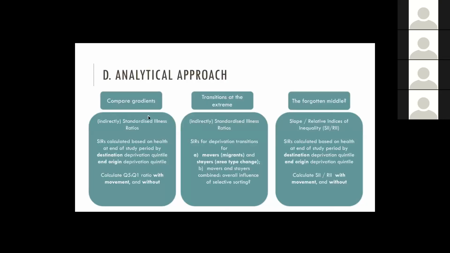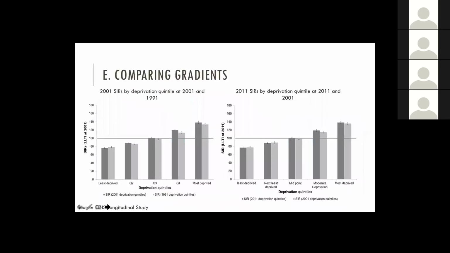So on to some results, and I have tried to keep these quite simple for you. Now, first of all, this is comparing gradients. So we have 2 graphs here. One's the 1991-2001 period, and one's the 2001-2011 period. So the darker bars are the health gradient that did occur because people are moving about. So we're allowing people to move within and between deprivation quintiles alongside those people who don't change address. And that's the gradient that you can see. The paler bars are what would have happened if we put people back.